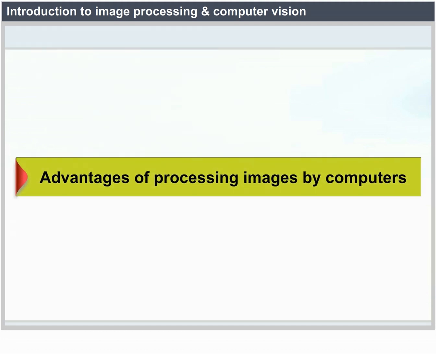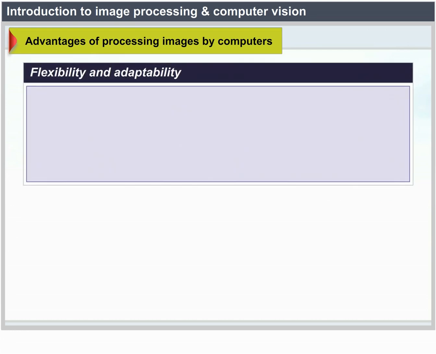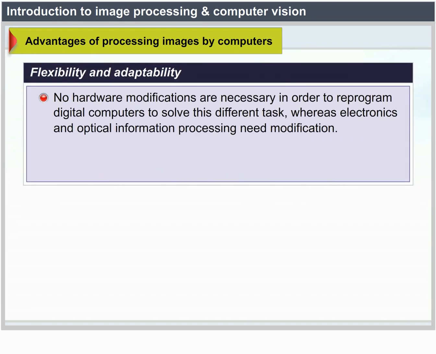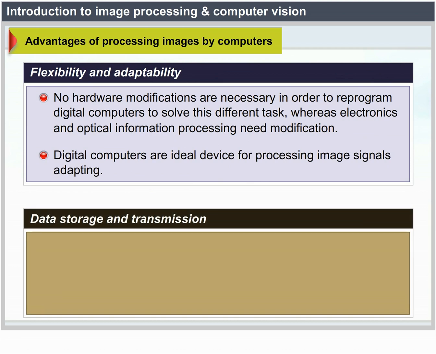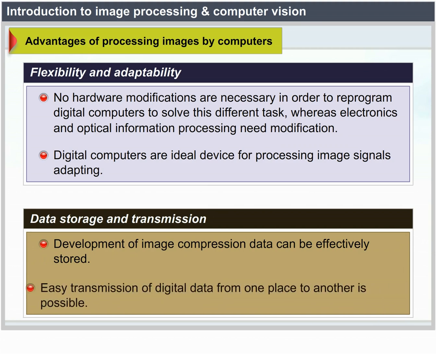Advantages of processing images by computers. Flexibility and adaptability. When compared to analog electronics and optical information processing, no hardware modifications are necessary in order to reprogram digital computers to solve different tasks. Digital computers are ideal devices for processing image signals adaptively. Data storage and transmission. With the development of image compression, data can be effectively stored. Digital data can be easily transmitted from one place to another.